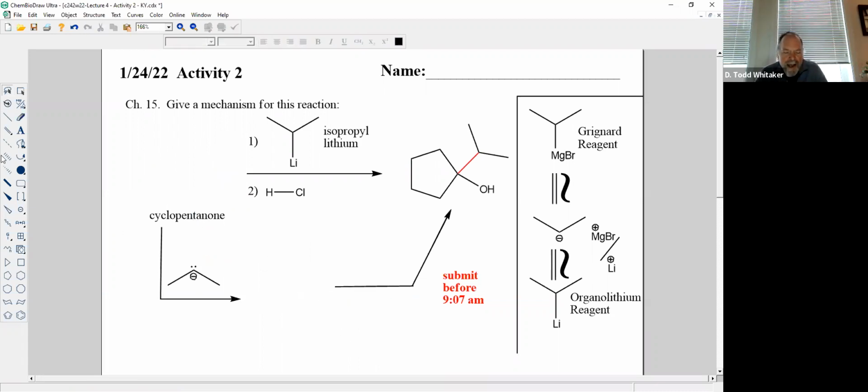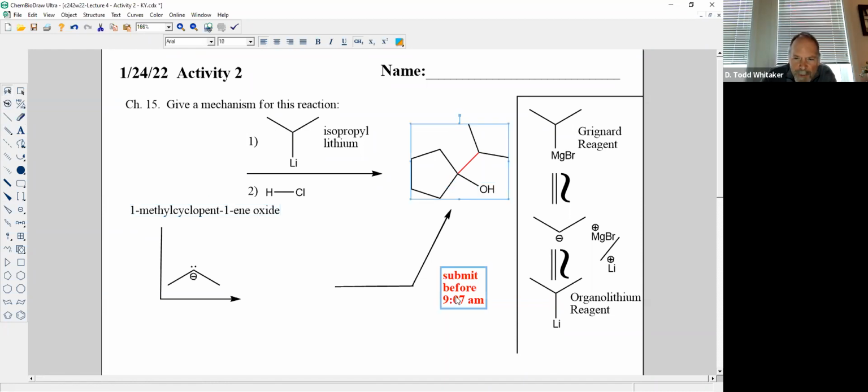There you go. We'll do 1-methylcyclopent-1-ene oxide. Some of you might know what that means. This will not be the product here.